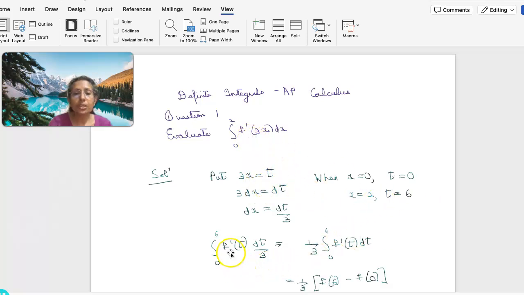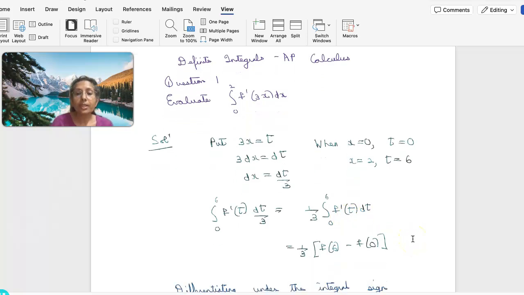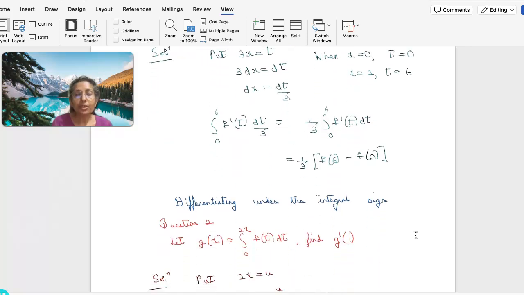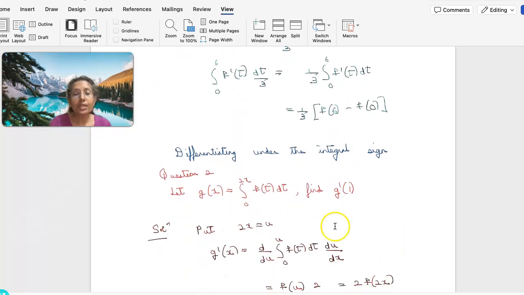So this becomes integral 0 to 6 f'(t) dt by 3. That is 1/3 integral 0 to 6 f'(t) dt, which is 1/3, by the fundamental theorem of calculus, f(6) minus f(0). Okay, the next question is differentiating under the integral sign. So let g(x) be equal to integral 0 to 2x f(t) dt, find g'(1).